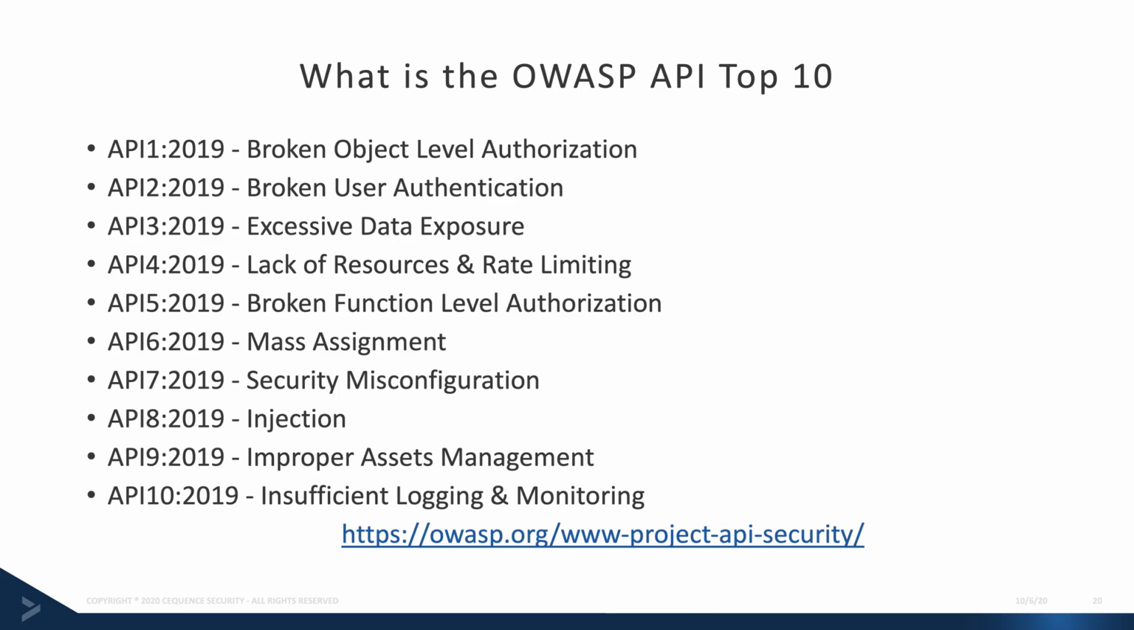There's a top 10 that goes along with APIs, just like there is with web applications. And so here you can see the top 10 as it lays out from the 2019 version. What we're going to do is cover each one of these to a little bit of detail, but if you want to read more, you can go out to owasp.org and look at the API security project.